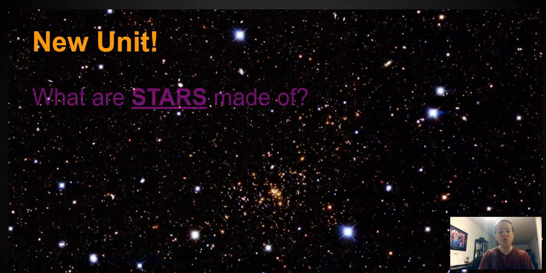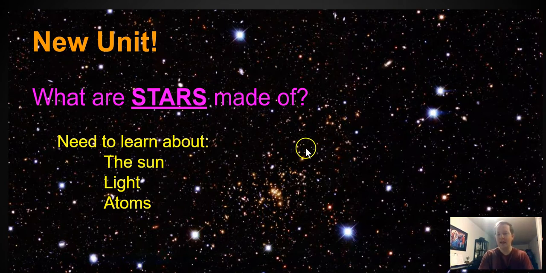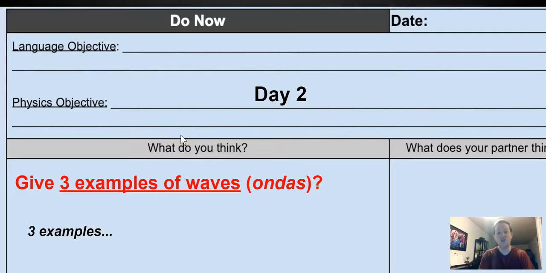Remember, we have a new unit. We're trying to learn what stars are made of. We learned in the last video that our sun outside is the same kind of object. It's a star, it's just close. And we know, of course, that the sun shines light, and we need to understand waves because light is a type of wave. So we're learning waves to understand light so we can learn about the sun and stars.